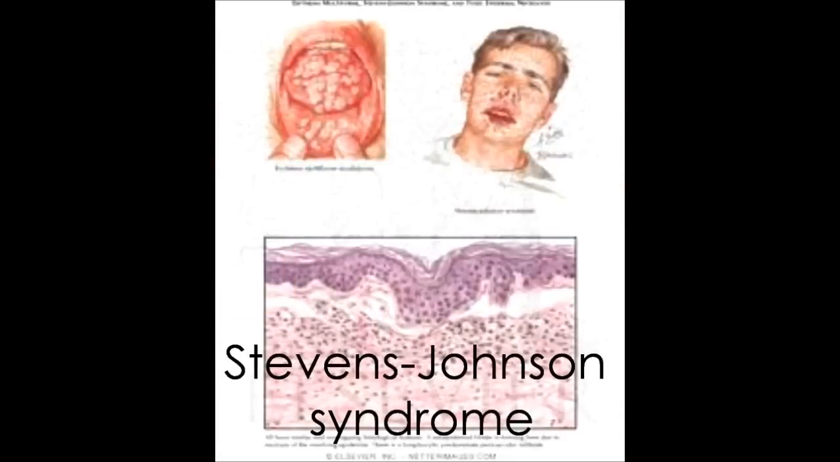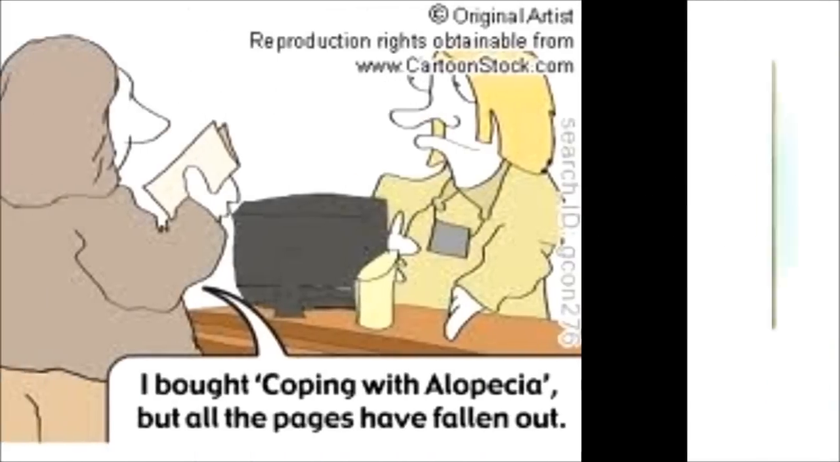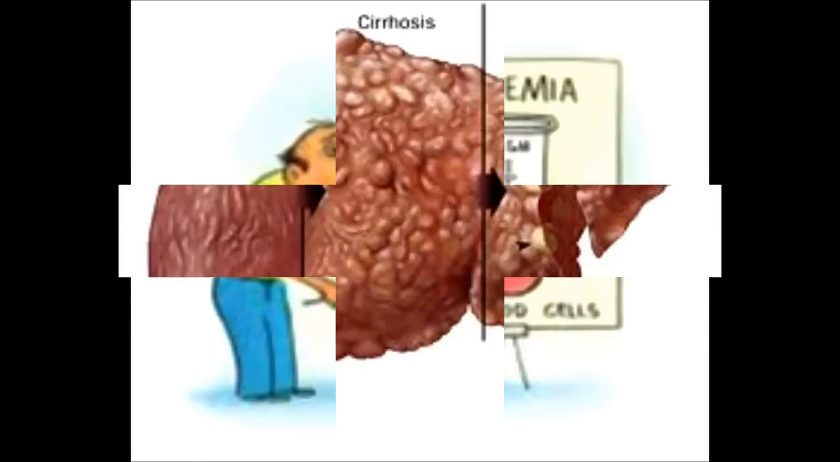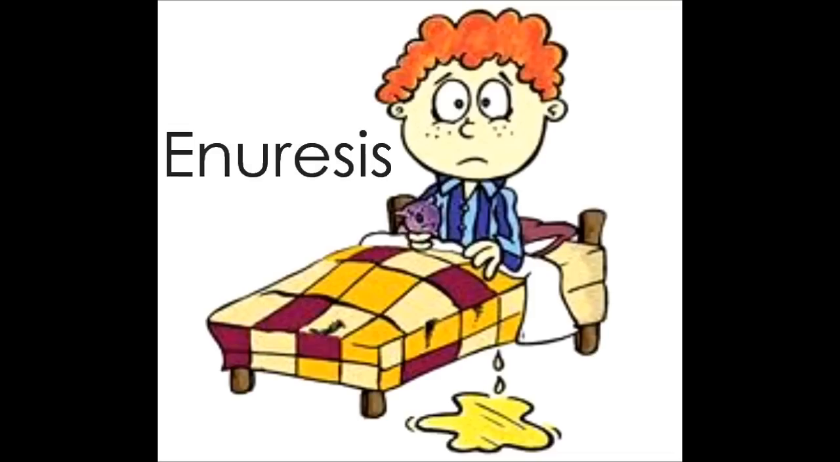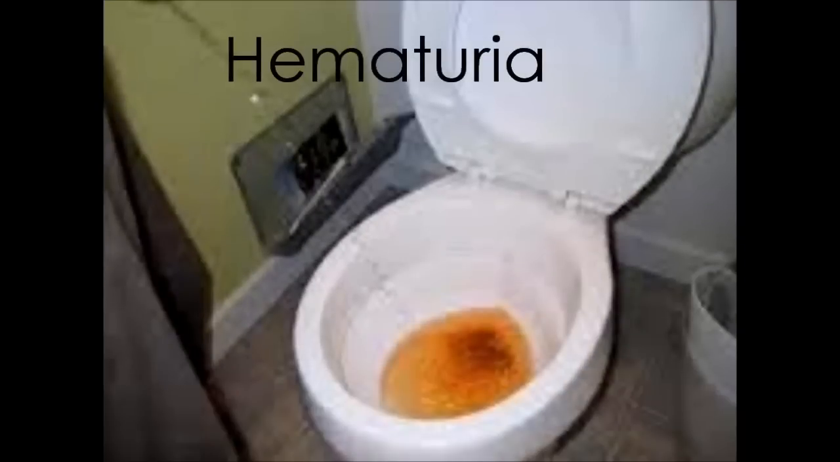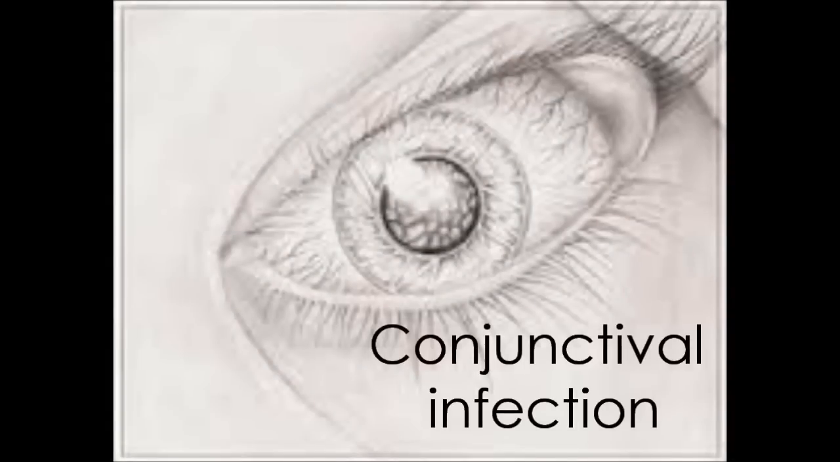For albendazole, the side effect is Stevens-Johnson syndrome. The side effects for mebendazole are alopecia, anemia, and hepatitis. For thiabendazole, the side effects are enuresis, hematuria, and conjunctival infection.